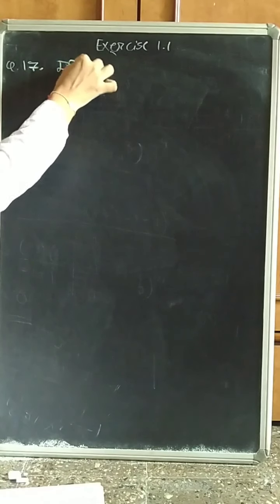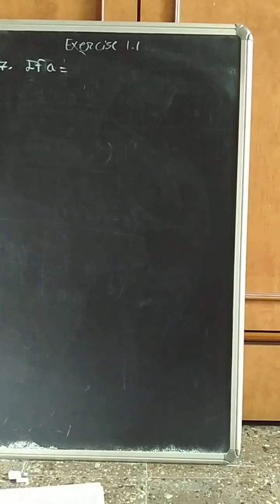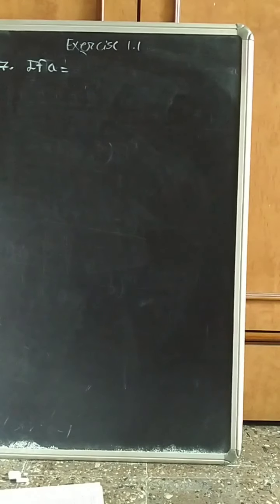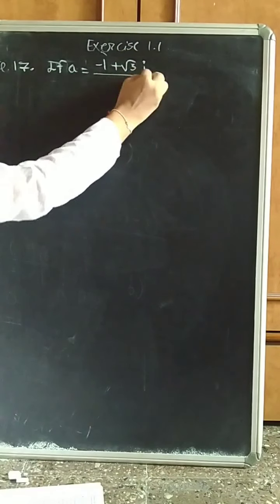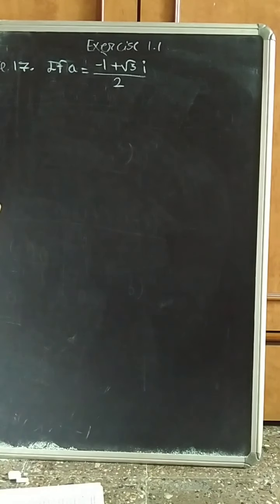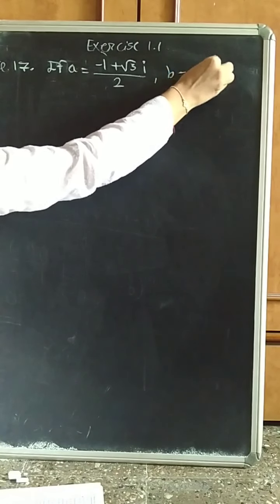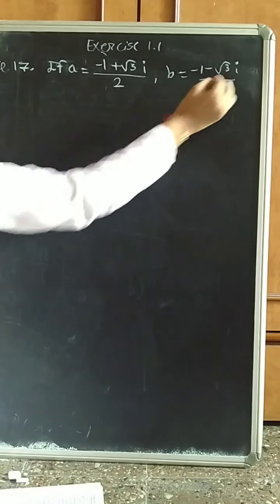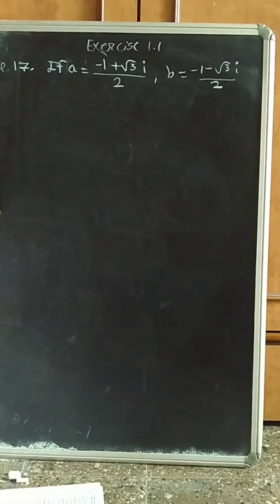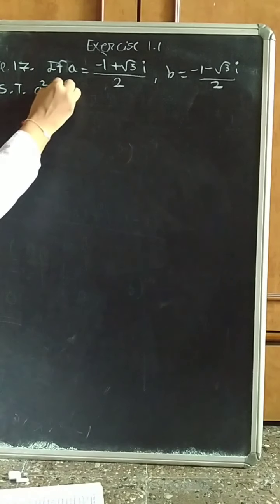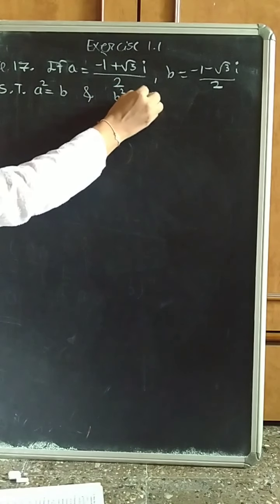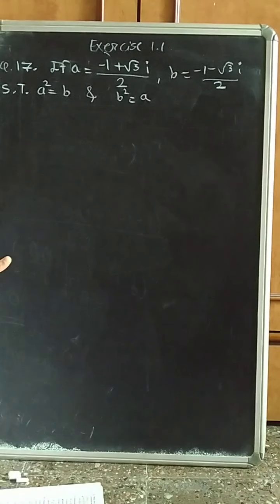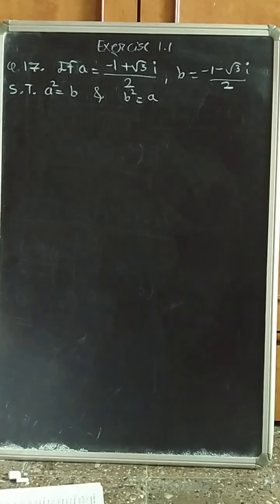If a equal to minus 1 plus root 3i upon 2 and b equal to minus 1 minus root 3i upon 2. Show that a square equal to b and b square equal to a.